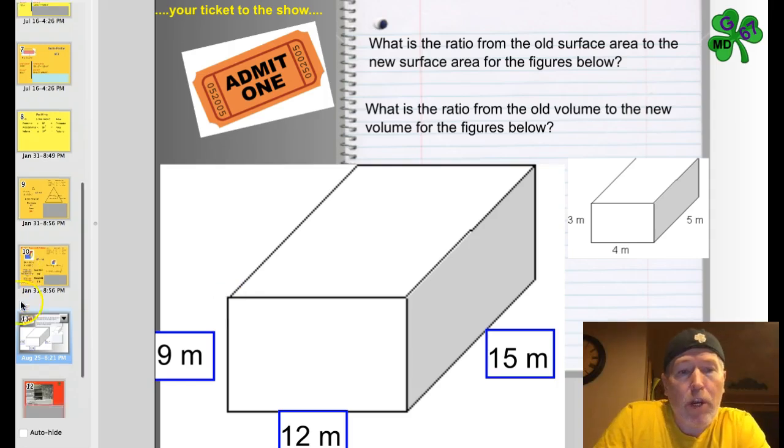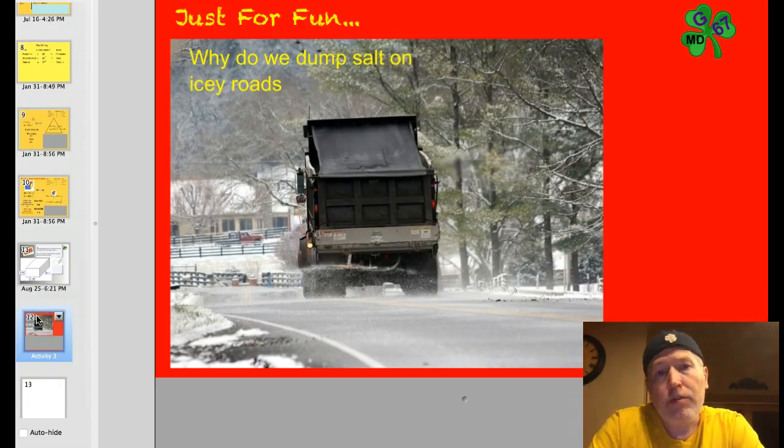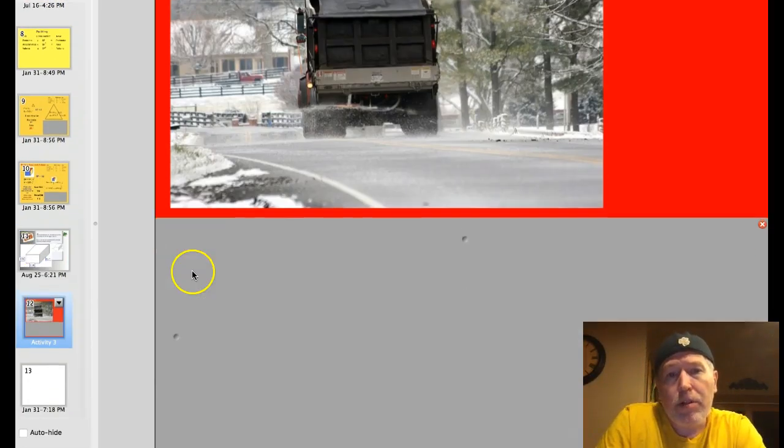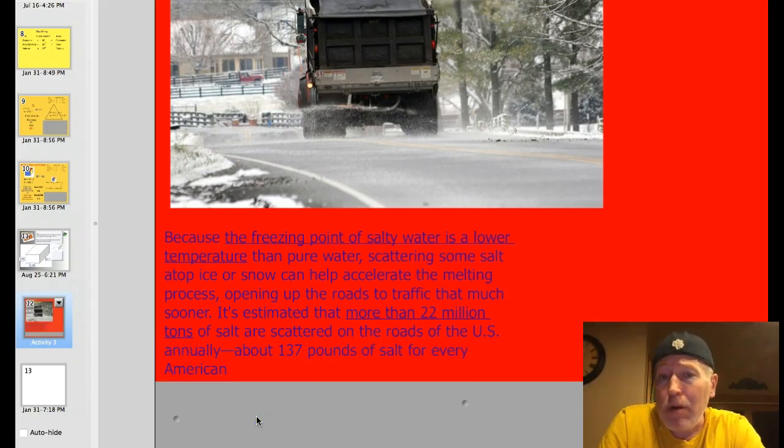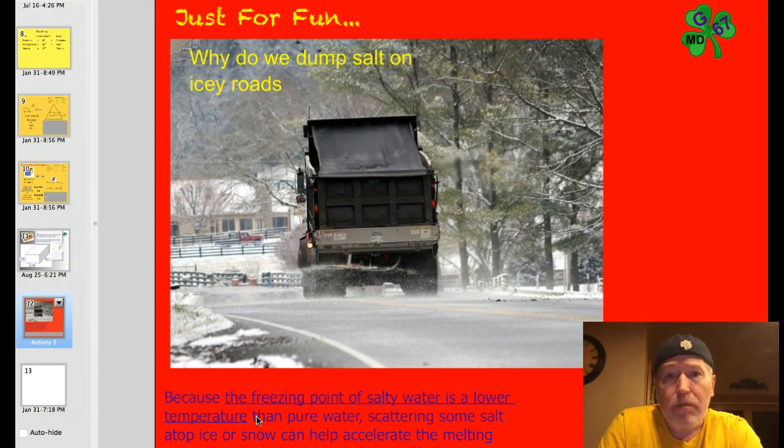Time for the just for fun question. Why do we dump salt on the roads in the winter? Because the freezing point of salty water is lower than pure water. So scattering some salt on top of the icy road accelerates the melting process, opens the road up. Do you know that we put down more than 22 million tons of salt on our roads? That's about 137 pounds of salt for every American. Yikes. That's some salty information.